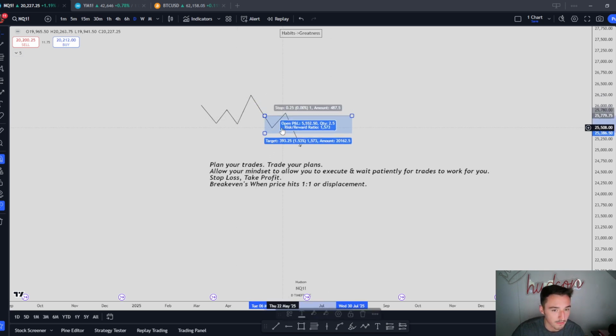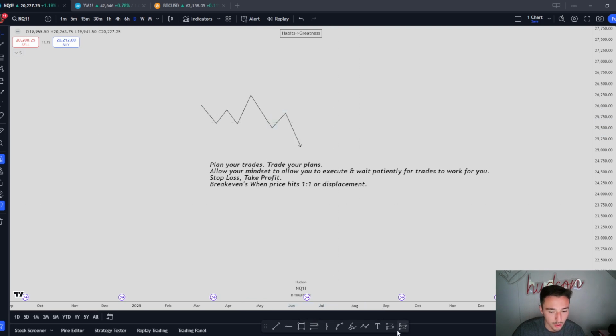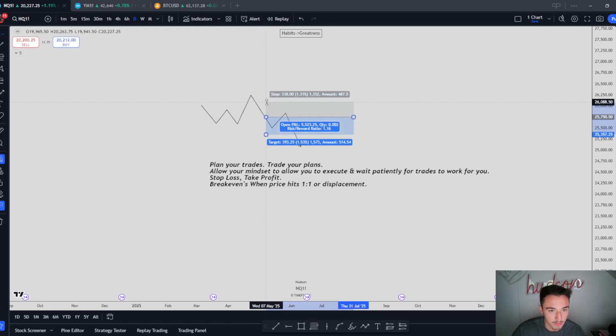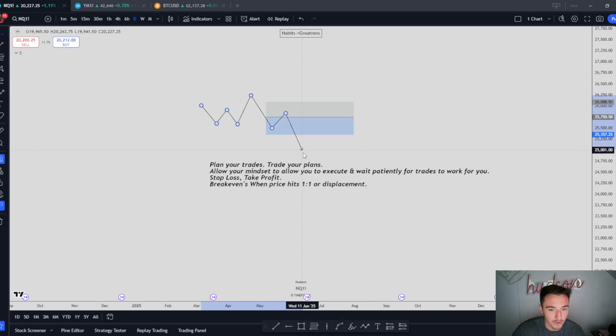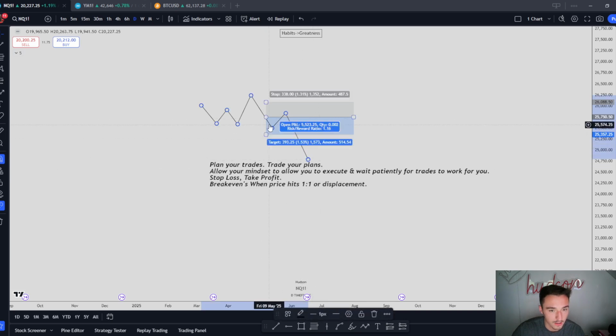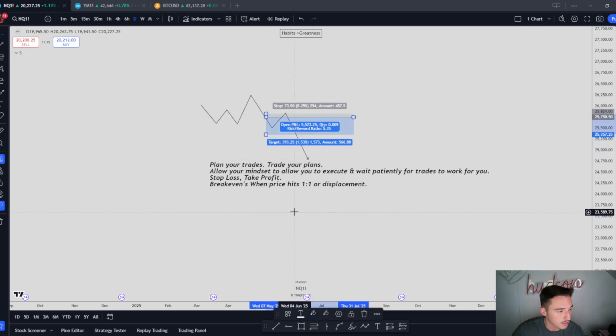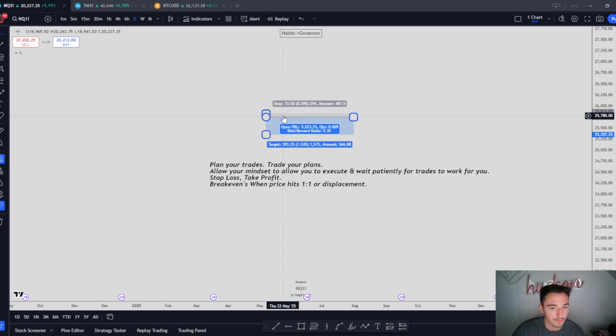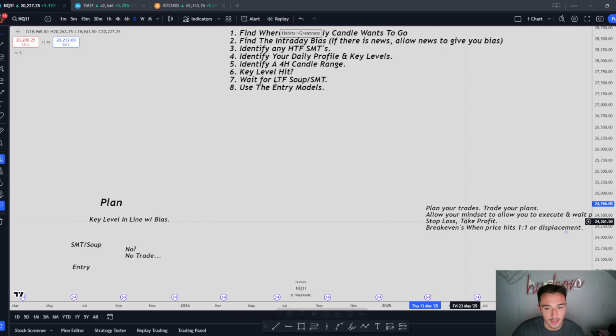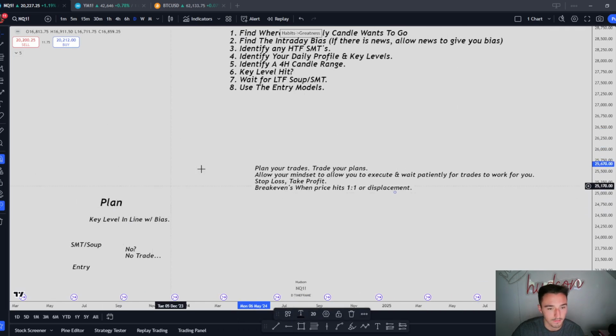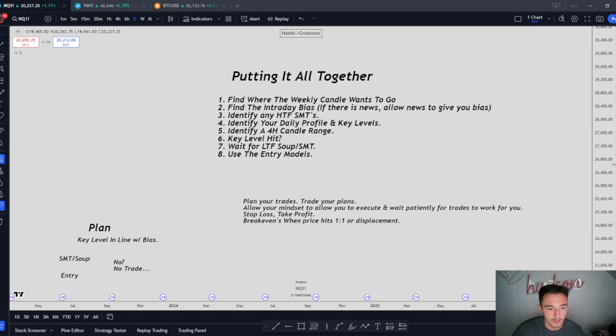But if you want to short the fair value gap, your stop's going to be up here. Then after this strong move lower, you can move your stop lower. So don't move your stop to break even until it hits a 1-to-1 or there's strong displacement away from your entry. So this is it. This is all you have to do.